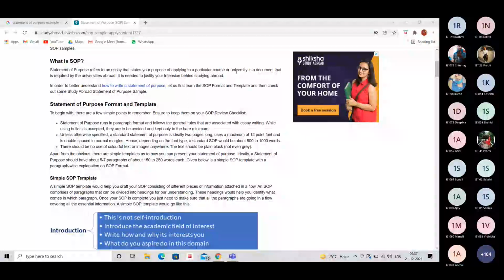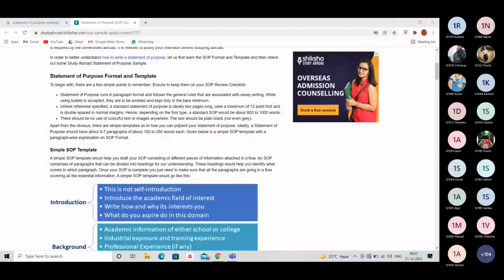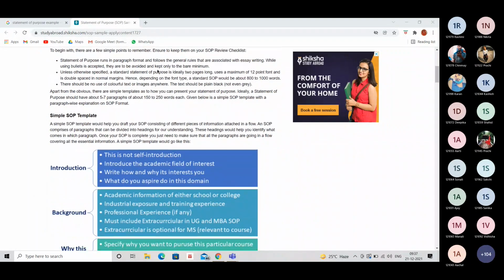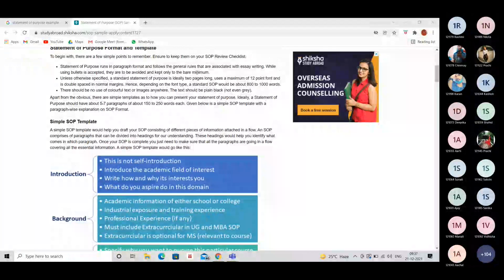of applying to a particular course or university. It's a document that is required by the universities abroad. It is needed to justify your intention behind studying abroad. In order to better understand, let us see. To begin with, there are a few steps to remember. Paragraph format. It's just like your essay writing, then bullets are needed.